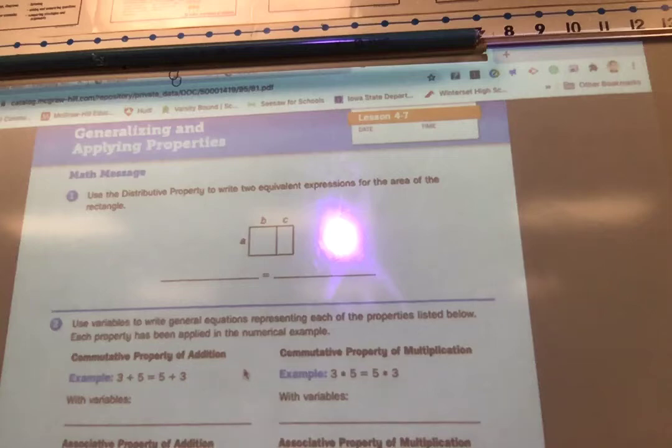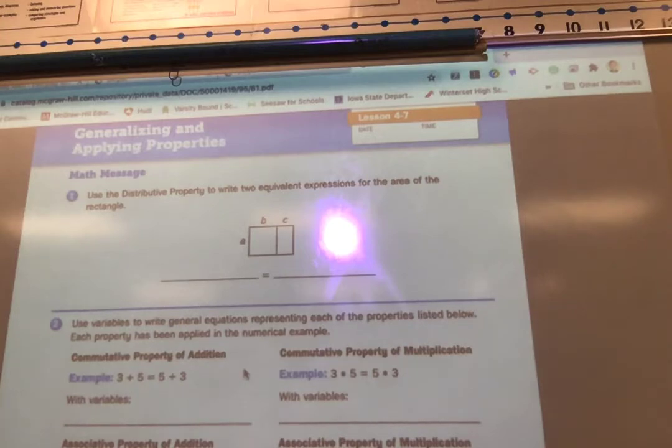All right, guys, in lesson 4.7, our focus lesson today, our I can statement is to generalize properties using variables and explore applications of the distributive property. So we're going to look a little more intensively at the distributive property. To generalize these properties means we want to be able to apply them to any number. So that's when we use variables like A, B, or C to represent any number we would plug in there.